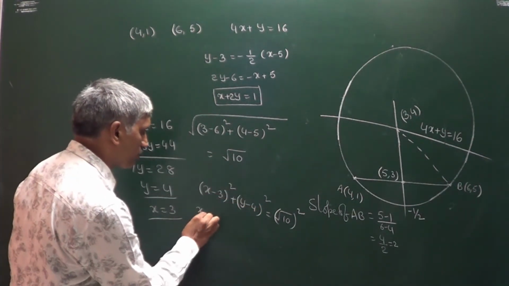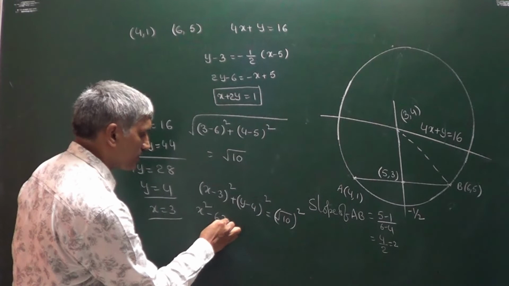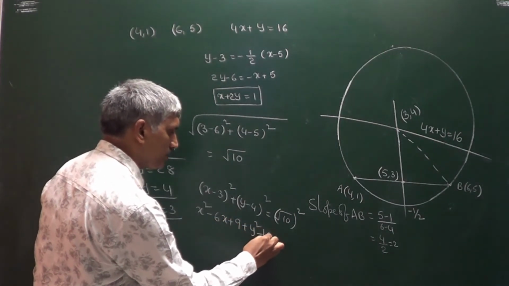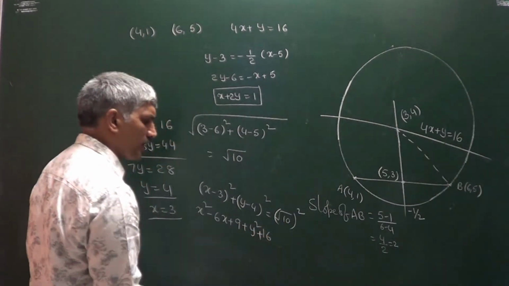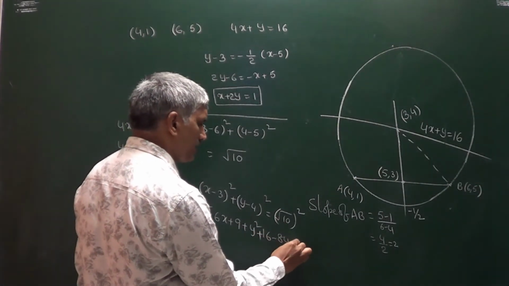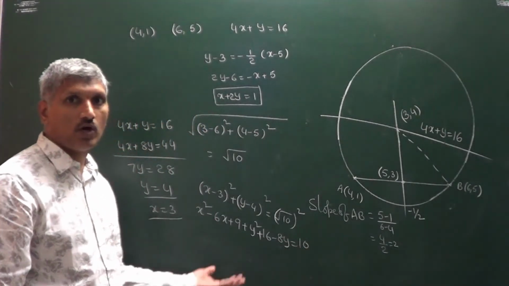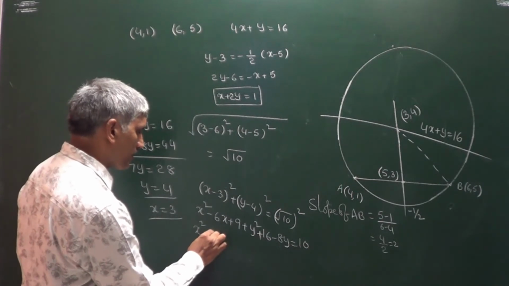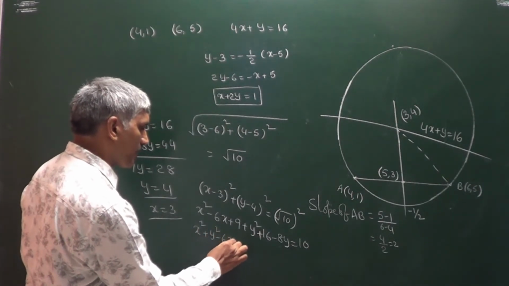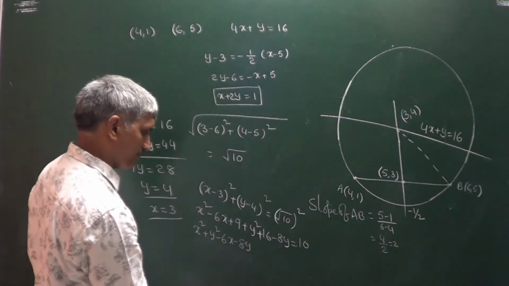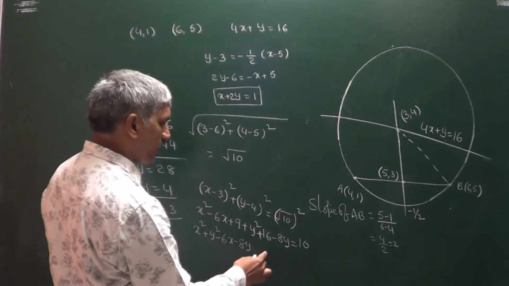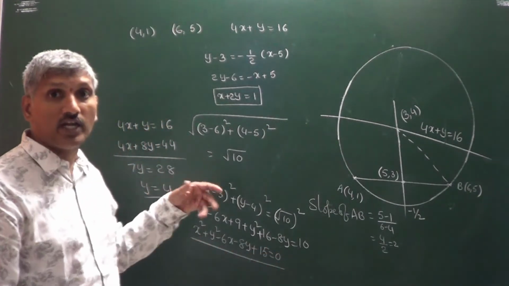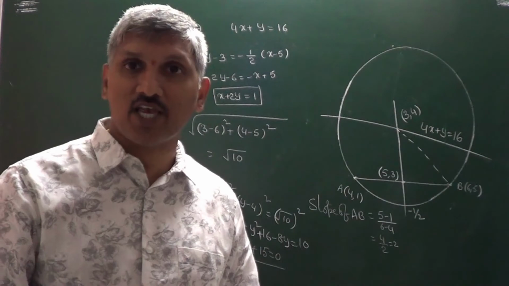Now this simplification will give x² - 6x + 9 + y² - 8y + 16 = 10. So what about this simplification? We will get x² + y² - 6x - 8y + 15 = 0. So in the earlier method also we got the same answer.